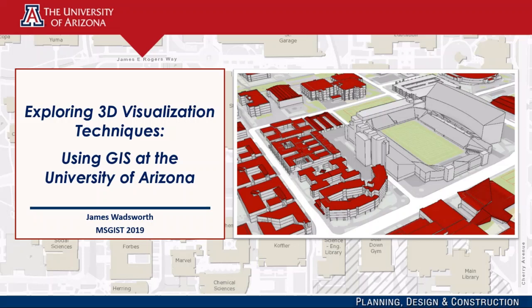My name is James Wadsworth, a member of the 2019 MSGIST cohort, and I'm also a GIS analyst for the Enterprise GIS team at the Department of Planning, Design, and Construction here at the U of A. My talk is focused on 3D GIS visualizations, particularly at the university scale, which is kind of similar to some really small governments.